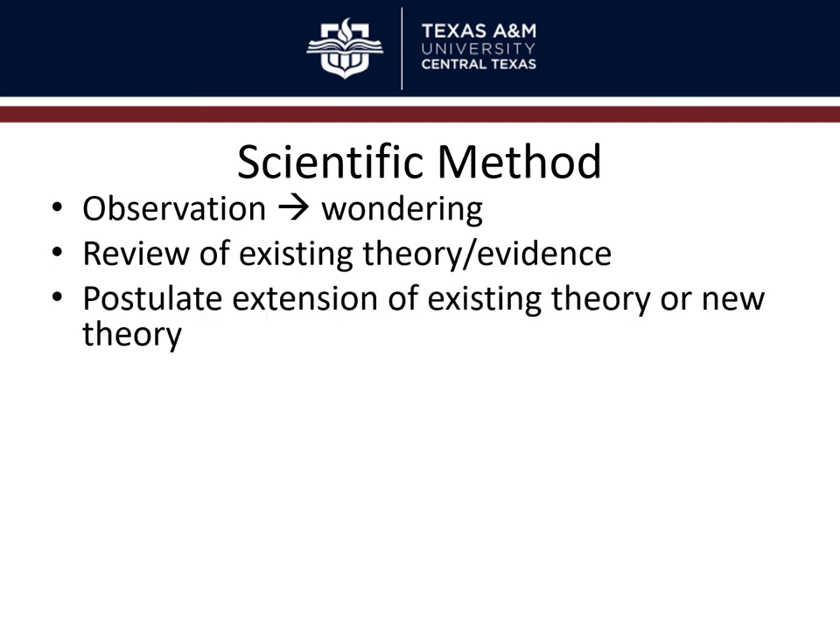So you review existing theory or evidence, and then you postulate an extension of existing theory, or you say, here's this new theory. So far, people make hiring decisions based on these factors. However, what they haven't considered is that maybe this other one is a better predictor than those, right? So better than is in relation to, right? But it's a new theory. It's not these, it's this thing, and this thing will outpredict those other things.